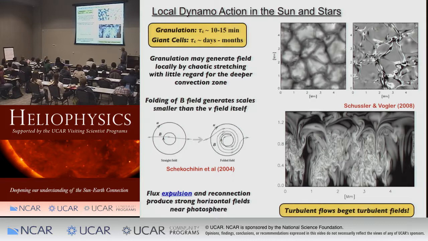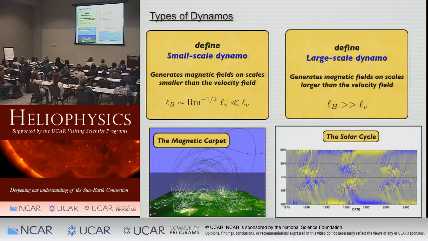But then the horizontal fields get pushed out. Right at the top of the convection zone, there's a lot of horizontal fields that get pushed out of the convection zone. That's called flux expulsion. I told you at the beginning, I showed those images of the vertical field and the horizontal field in the photosphere, and the horizontal field was even stronger than the vertical field. And simulations can capture that. So that's local dynamo action.